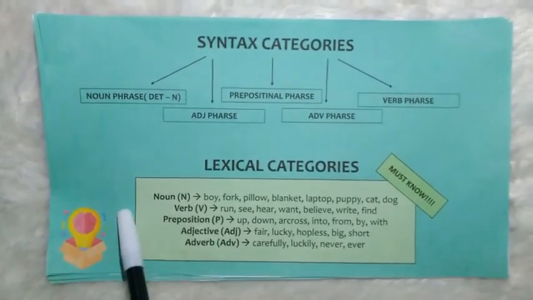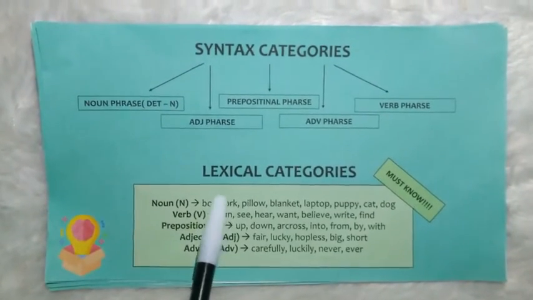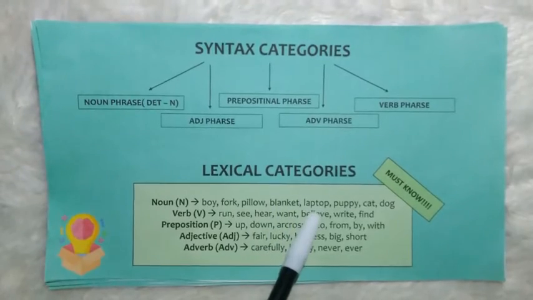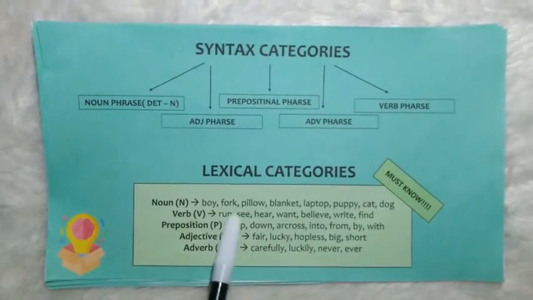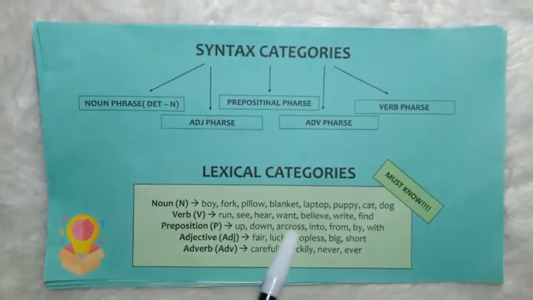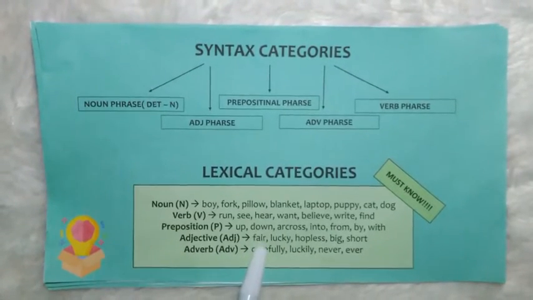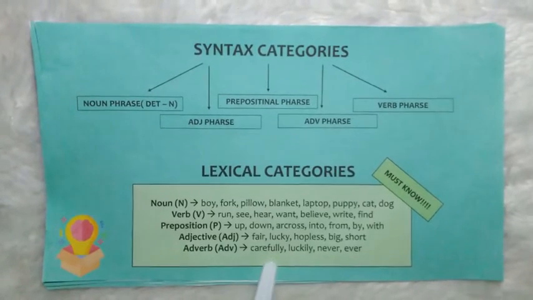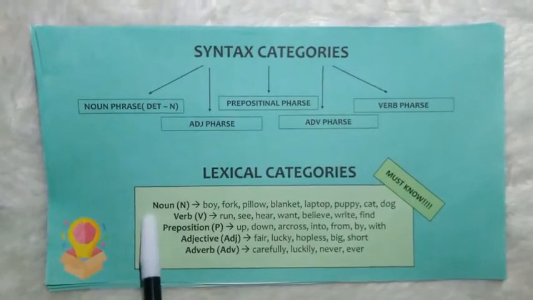So here is the most basic one: what is a noun? A noun is like boy, fork, pillow, blanket, laptop, and something else. And a verb is like run, see, hear, like that. And a preposition like up, down, across, into. And an adjective like fair, lucky, big, like that. And an adverb like carefully, never, ever. So we should remember this.